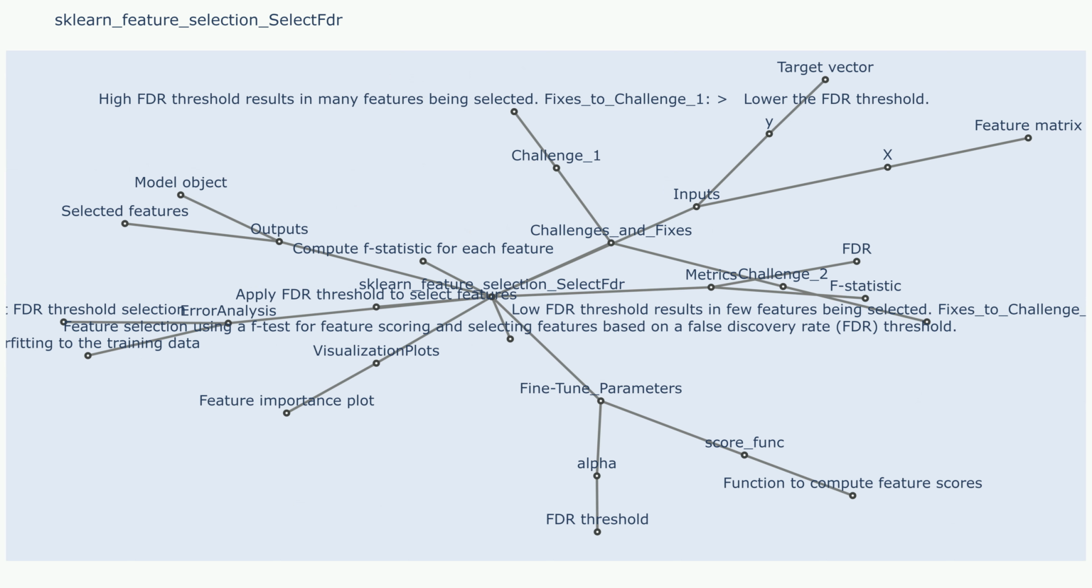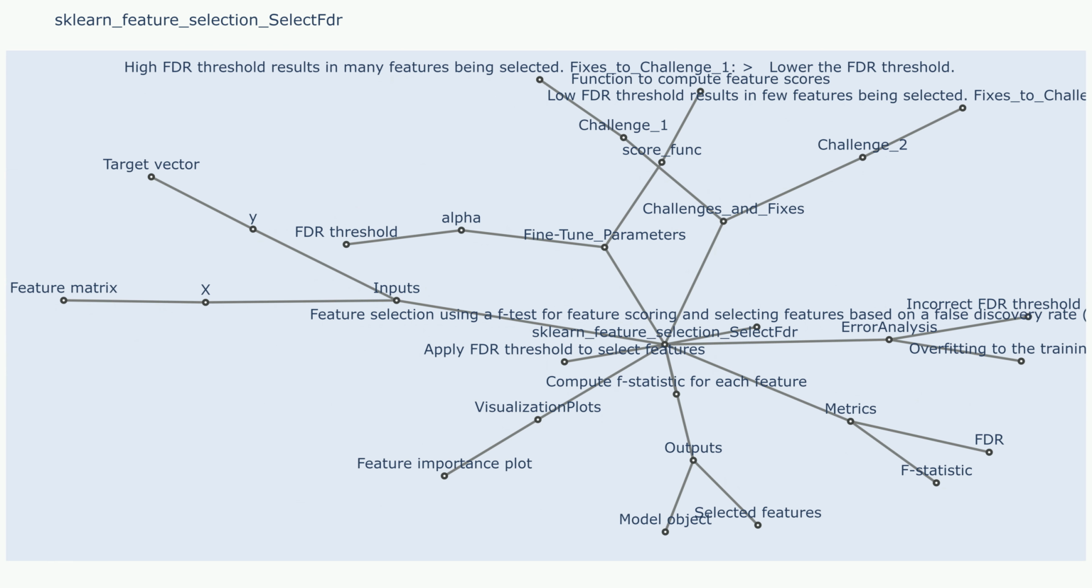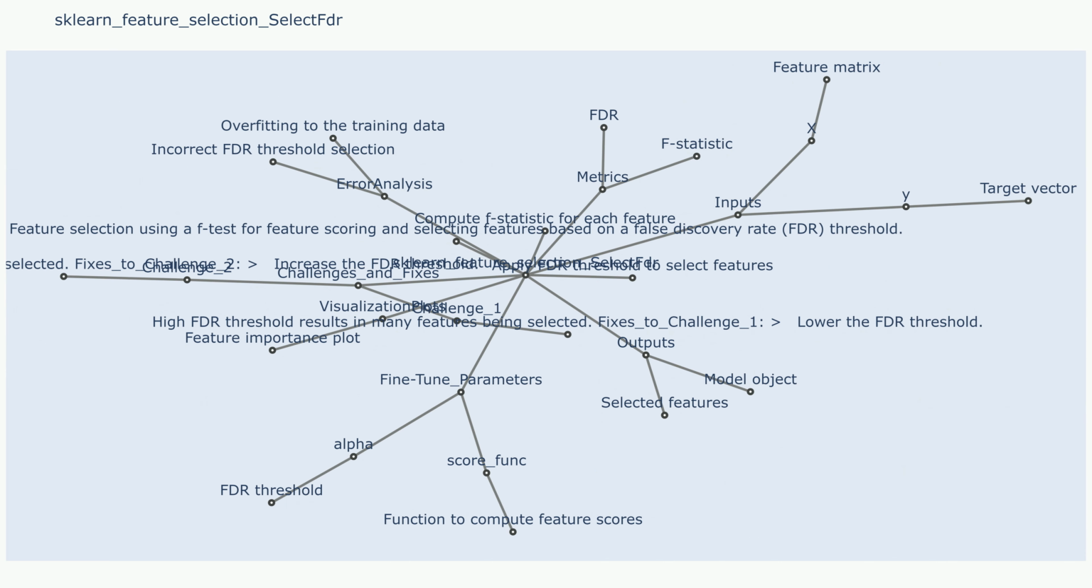Inputs: X, the training input samples. This should be a 2D array, where each row represents a sample and each column represents a feature. y, the target values. This can be a 1D array for regression or a 1D array of class labels for classification. Outputs: selected features, returns a Boolean mask of shape n_features, where True indicates that the corresponding feature should be selected. Transformed data: the data with only the selected features.